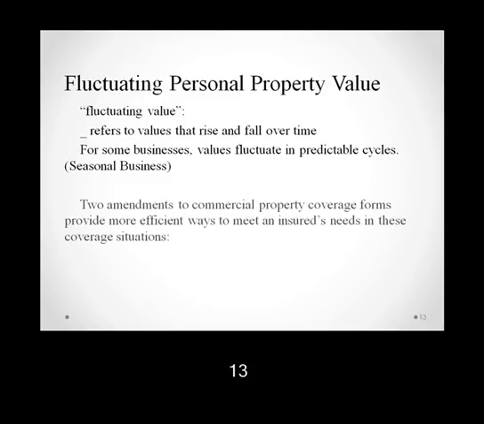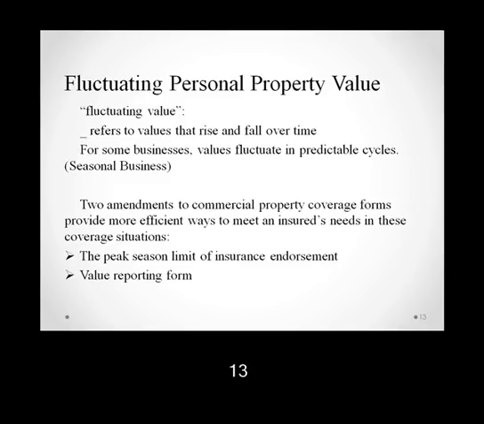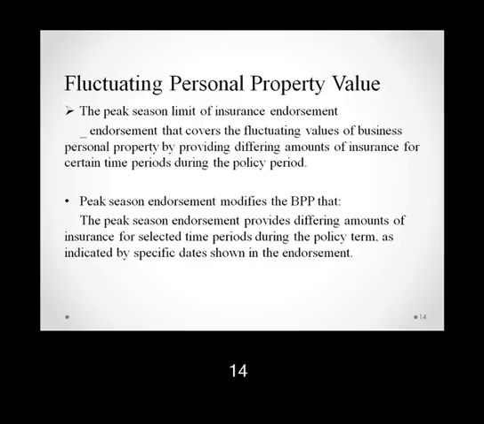Now there are two amendments in the commercial property coverage form that will provide more efficient ways to meet such need. The first will be the peak season limit. The second one will be the value reporting form. We're going to investigate each of them. First, the peak season limit.